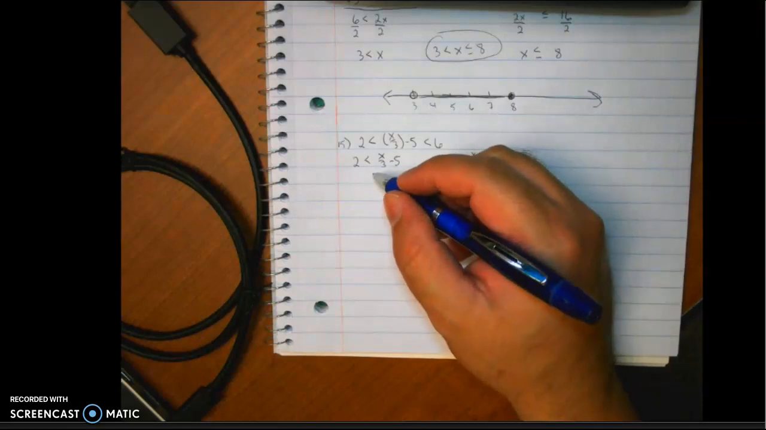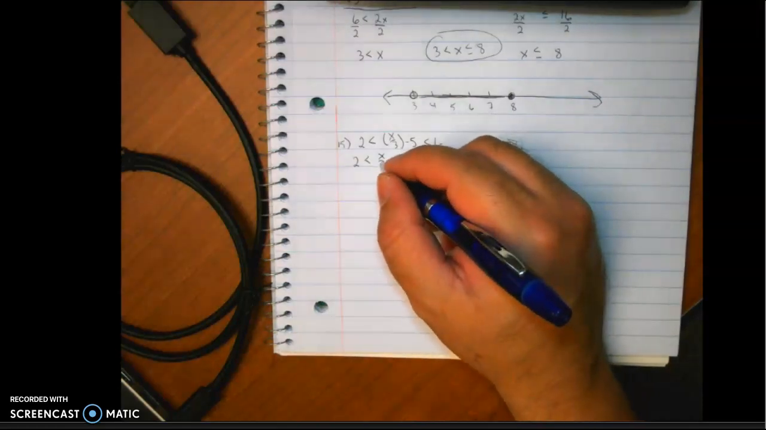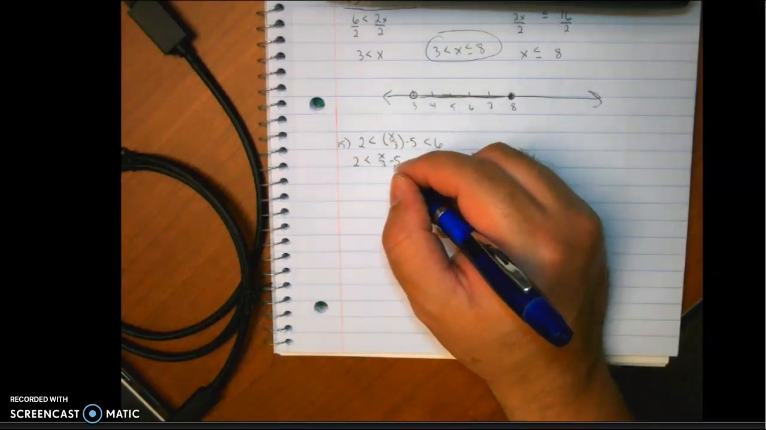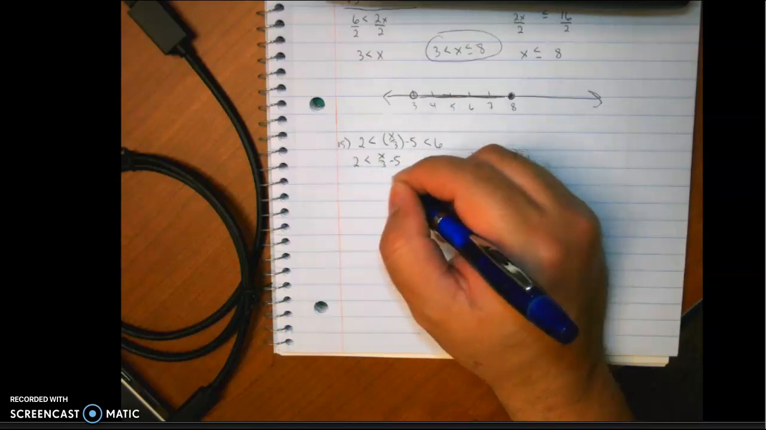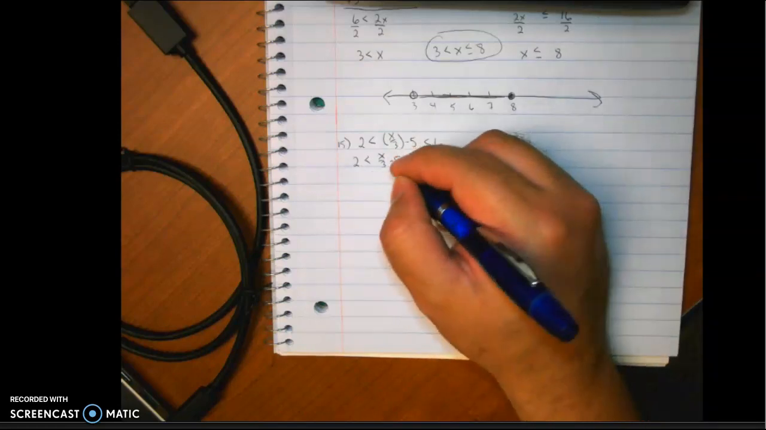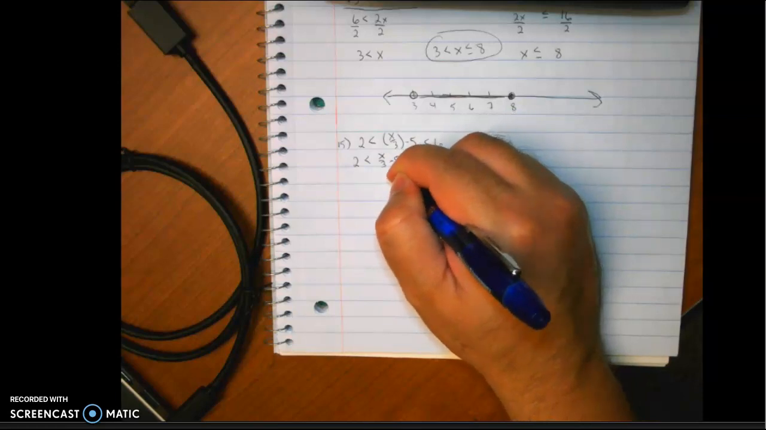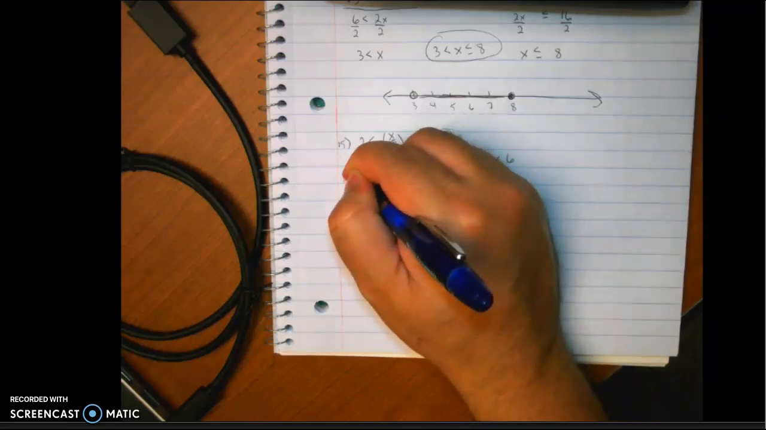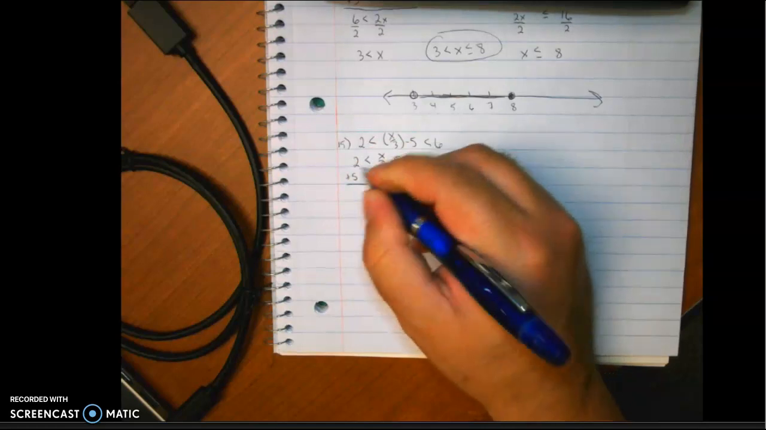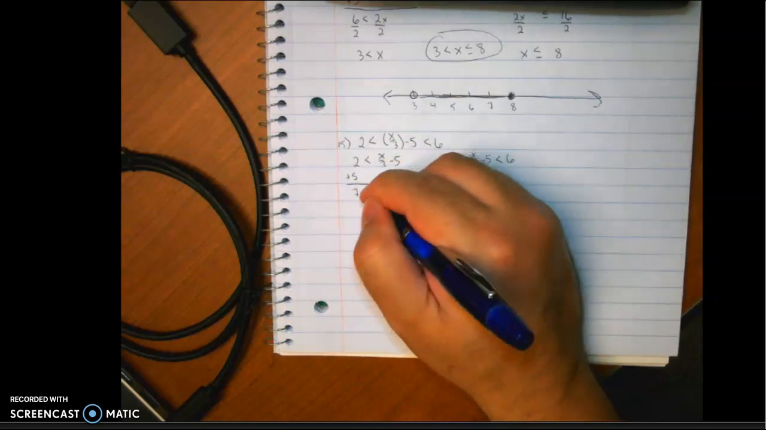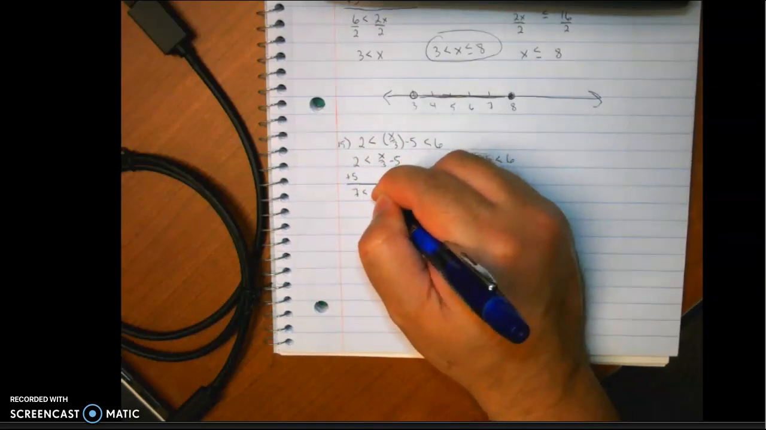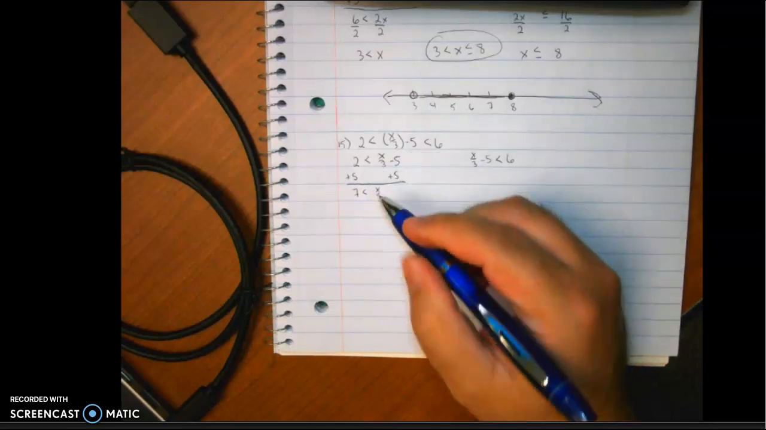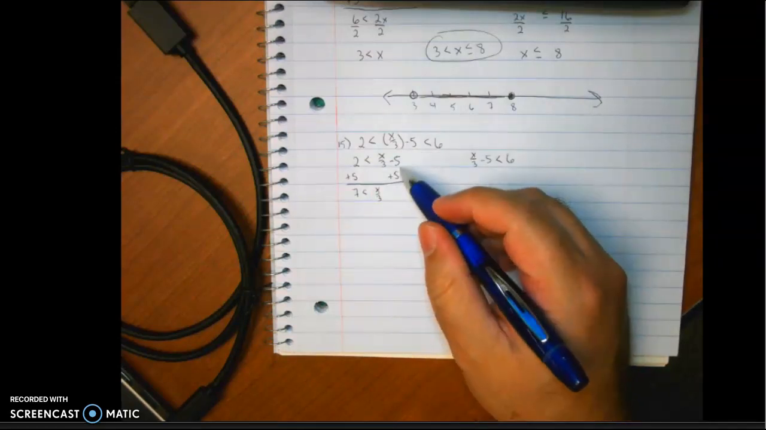So starting over here on the left side, just like in an equation, we have to get all our numbers on one side and all our variables on the other. So I have a negative 5. To get rid of that, we add 5 to both sides. So I have a 7 is less than x divided by 3. Now the 5's cancel out.